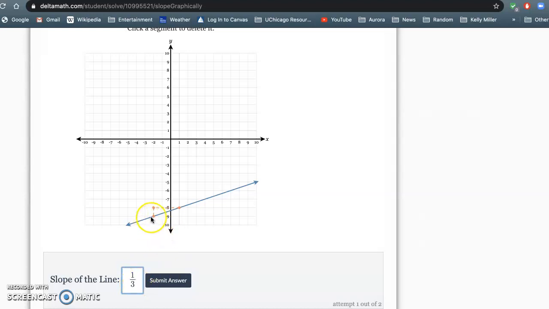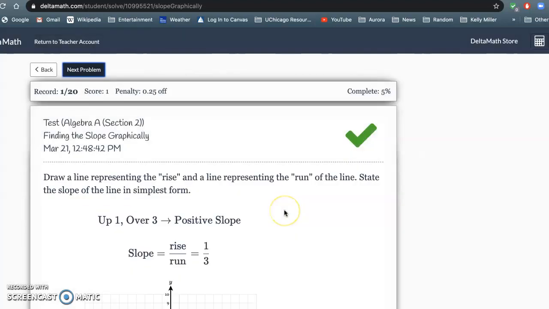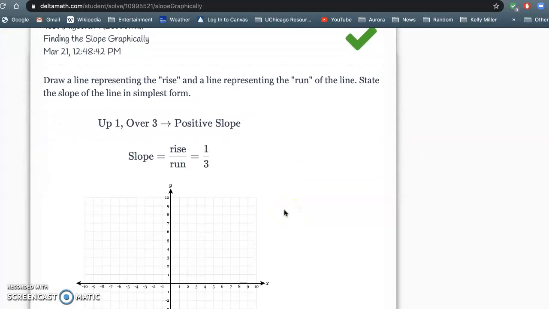Now, before I submit my answer, I need to ask myself, is this a positive or a negative slope? Well, if I were to walk on top of the line from left to right, I would be sloping uphill. I would be walking uphill. That makes it a positive slope. So I'll go ahead and submit my answer, say yes, and it was right, up 1 over 3, positive slope.